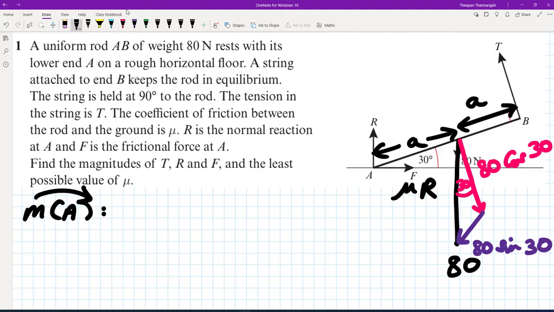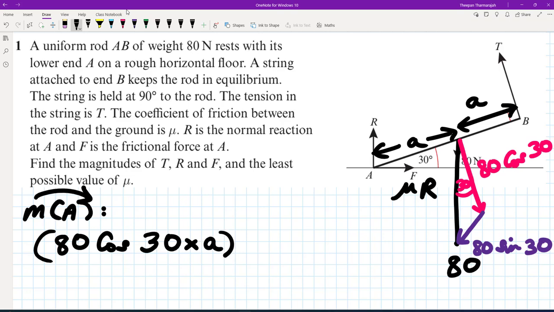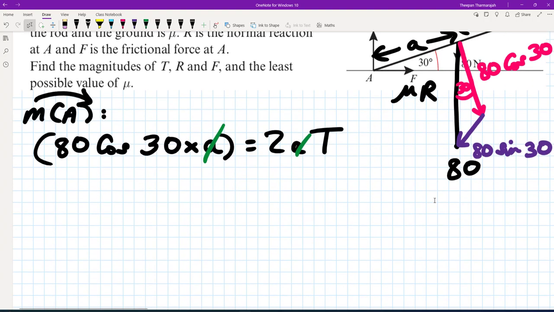So what we're going to do here is take the clockwise moment, which is 80 cos 30 times by the distance. So don't forget the force is perpendicular to the rod. So force times perpendicular distance towards A, which is A. Now that's going to be equal to the anti-clockwise moment, which is 2A times T. Now the A's will cancel out, so we can cross those out. They're gone. So to find T, we're just going to divide it all by 2.